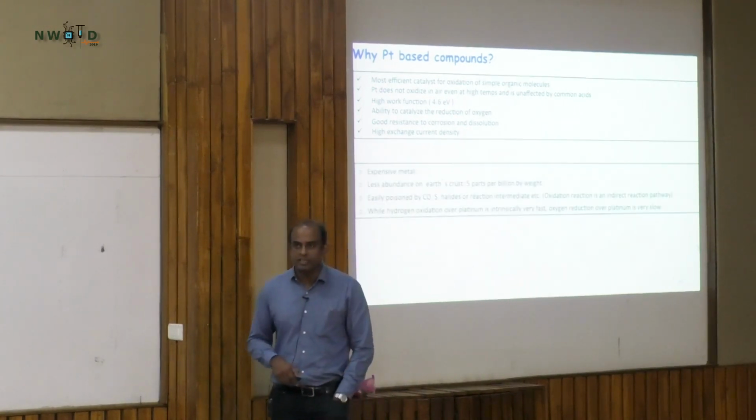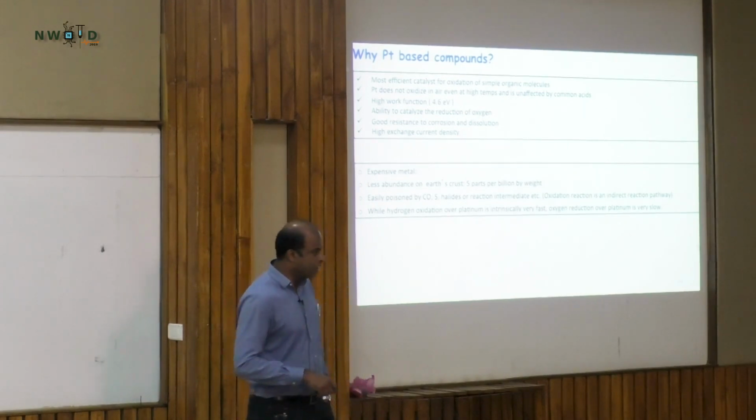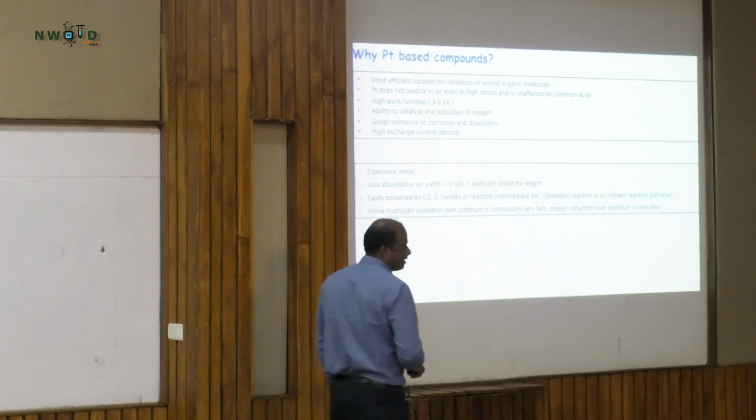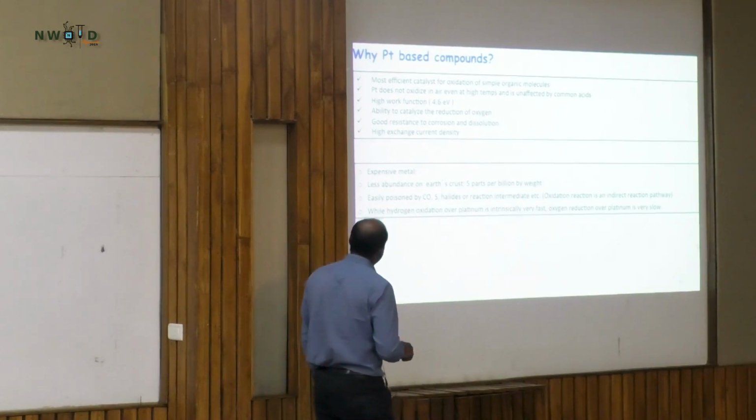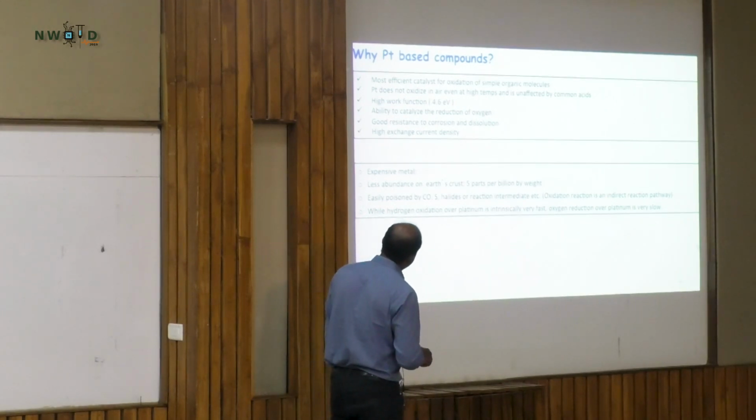But the problem is that it's expensive and it's not abundant in nature. Only a very small amount is available in our crust, and it is easily poisoned by carbon monoxide, sulfur, or halides, or other reaction intermediates.